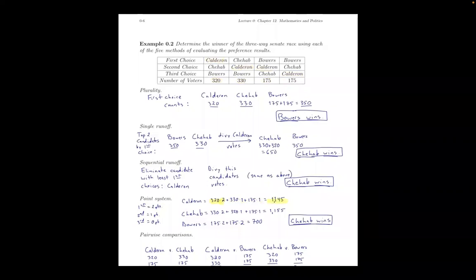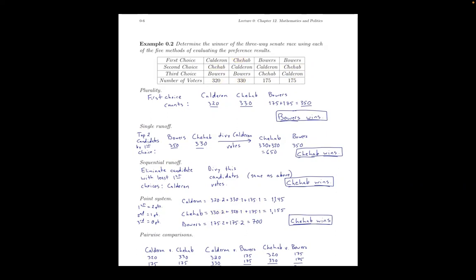So we add up all these numbers, and by points, Calderon has 1,145 points. And again, we'll do this for each candidate. The candidate with the most points is going to win this election. So Shihab has 330 first place votes, so that's 330 times 2 points. And then second place over here, so 320 times 1 point. And then second place here, so 175 times 1 point. And when we add up all those points, Shihab has 1,155 points.